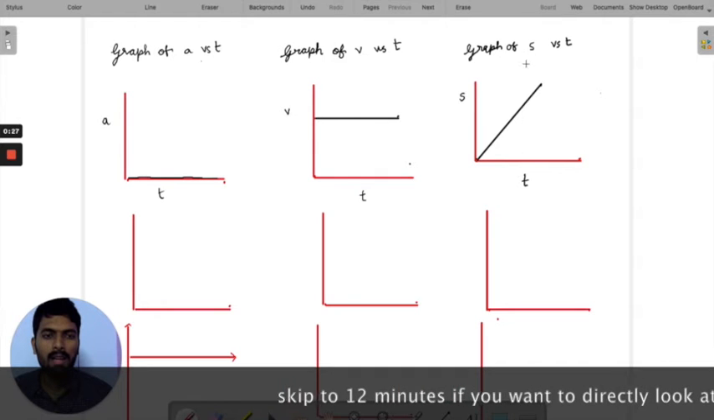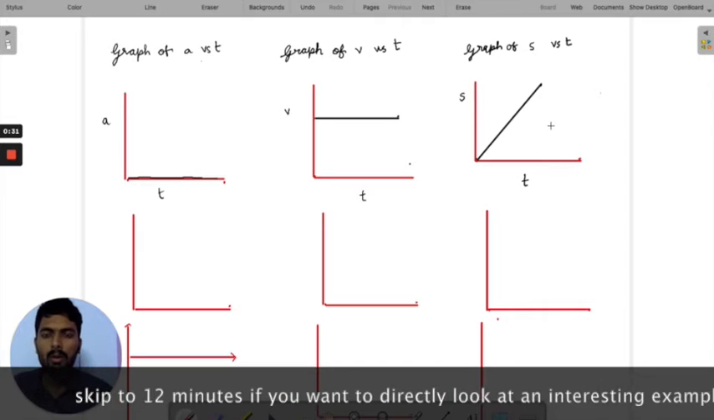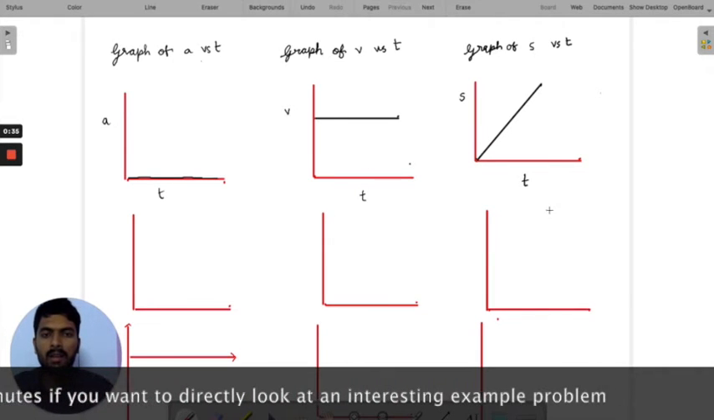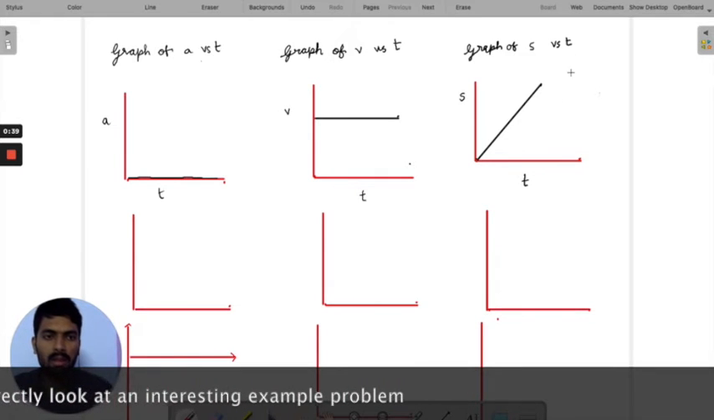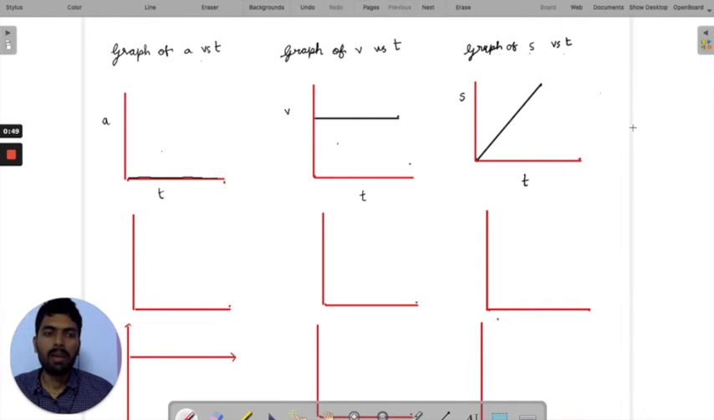Okay, let's take a case where you have a graph of s versus t to be a straight line here. Now we'll be looking at a lot of combinations of the graphs here, and we'll try to understand the principles that will support this. So the first thing, when the graph of s versus t is a straight line, what would be the corresponding v versus t, a versus t, right? And which scenario would this graph be true in?